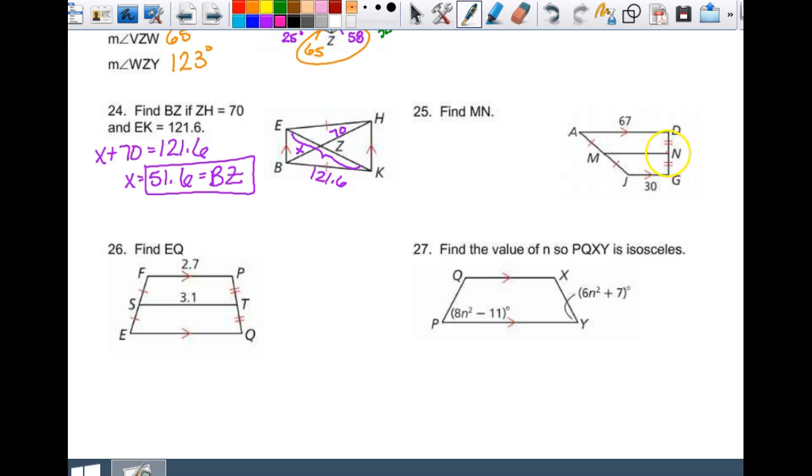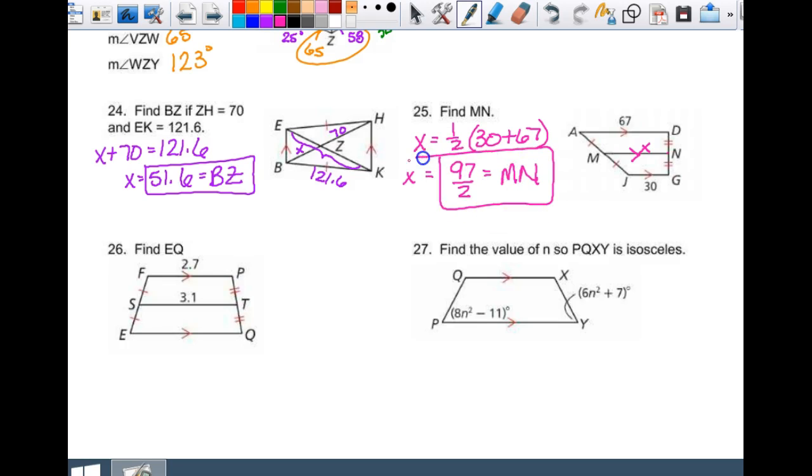Then in this one, I have a trapezoid. It's not an isosceles trapezoid, but these are the midpoints, so I know that this is the mid-segment. I'm going to call it X. It's parallel to the other sides, and it's half their length. So the mid-segment, which is X, is equal to half of the sum of the bases, 30 plus 67. That's 97, and half of that is going to be 97 over 2. That doesn't divide evenly, so that is X, which is actually the length of M.